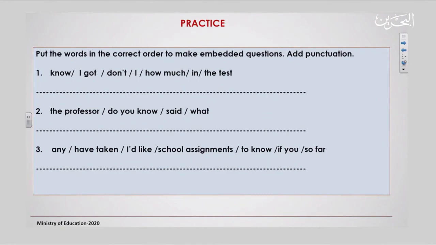Now we've looked at the meaning of direct questions and embedded questions. We have looked at different types of questions, the WH questions and the yes or no questions. Let's do more practice to understand it more. Here you have 3 sentences. You're going to put the words in the correct order to make embedded questions. So these words here are not in order. Put them in the right order to make an embedded question. You have 2 minutes to do this exercise.